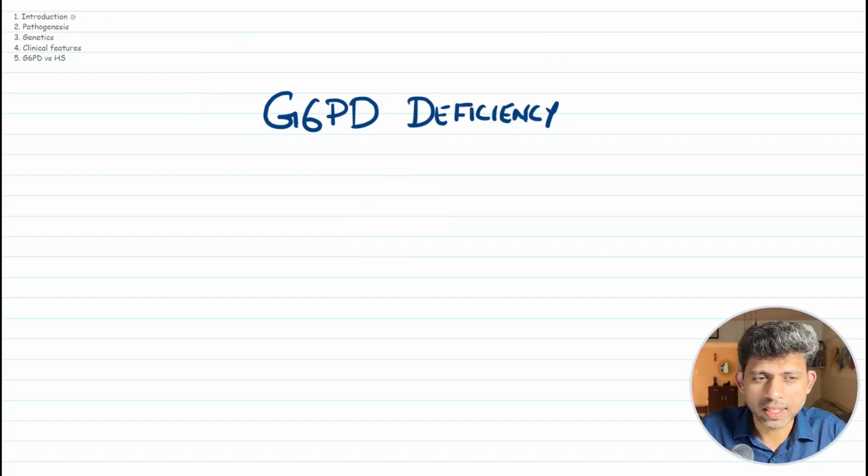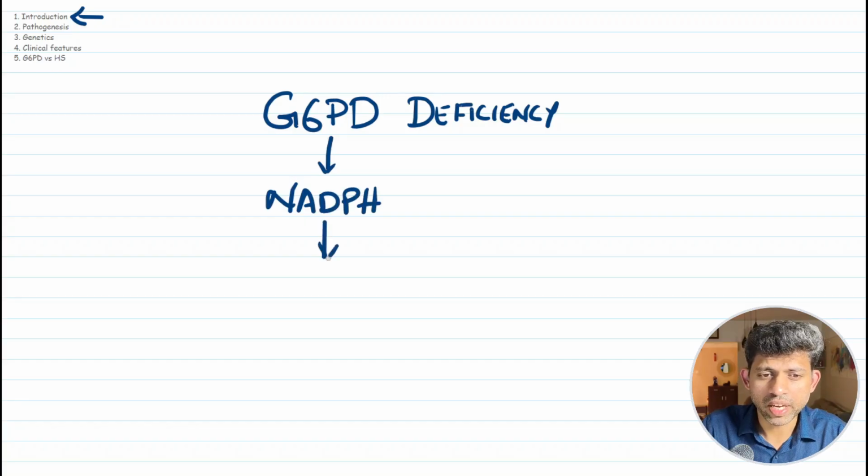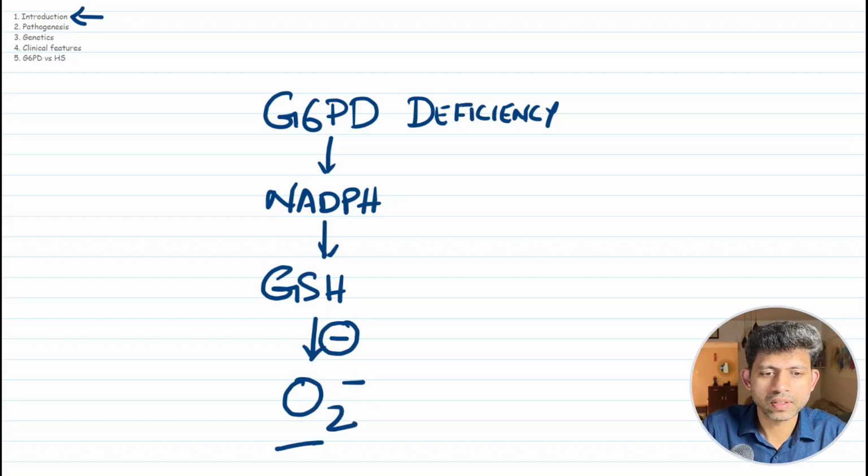Let's first look at the basics. G6PD enzyme produces NADPH. This is used by glutathione to produce reduced glutathione. And this reduced glutathione prevents oxidative damage.